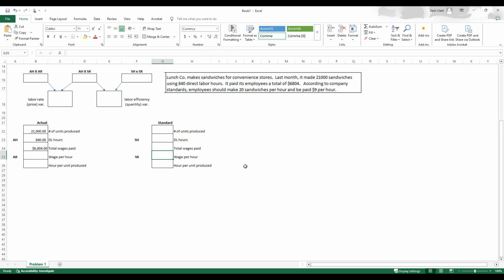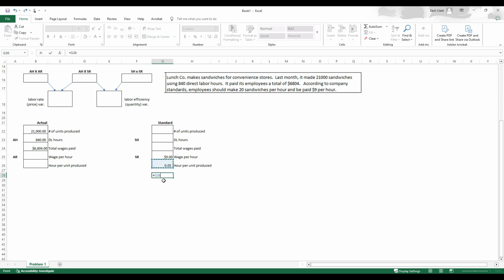We have the wage per hour standard. Let's do currency, would be 9. And our hours per unit produced, this one we have to do a little bit of math. We talked about this in class, an example problem of sometimes having to do a little analysis, because we want to convert this, which says the employee should make 20 sandwiches per hour, into how many hours it takes to make one sandwich. So we take 1 hour divided by 20 sandwiches, which gives us 1/20th, which is equal to 0.05 hours per sandwich.